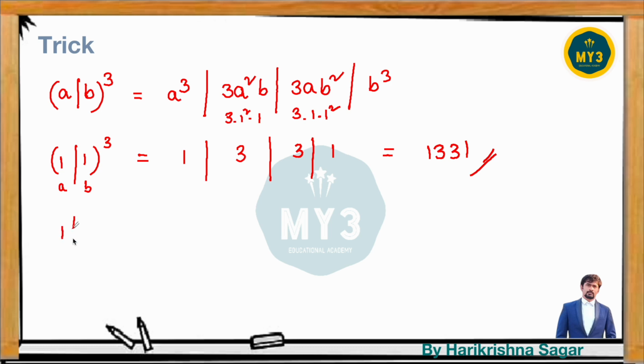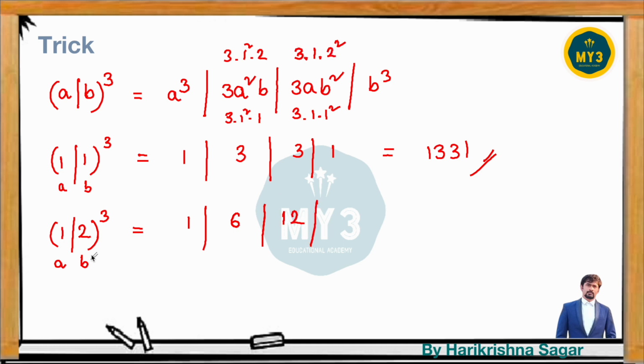For example, if I want to find out the 12 cube value, I am splitting like this, a value as 1, b value as 2 and apply the formula. A cube is nothing but 1 cube which is equal to 1. 3a square b, that means 3 times 1 square into 2, that is nothing but 3 into 2 which is equal to 6. And 3ab square, 3 times 1 into 2 square, 2 square is 4, 4 3s are 12. Again, b cube means 2 cube which is equal to 8.